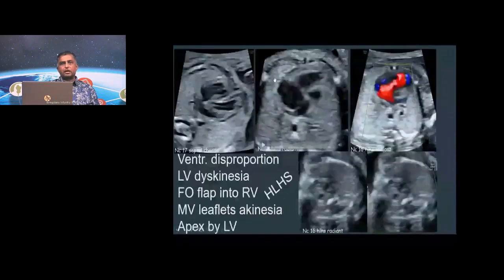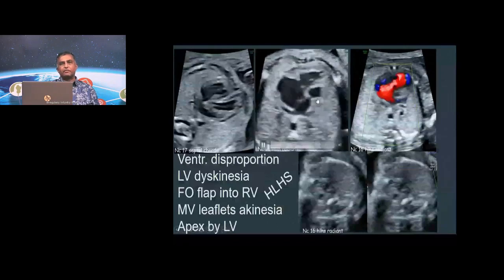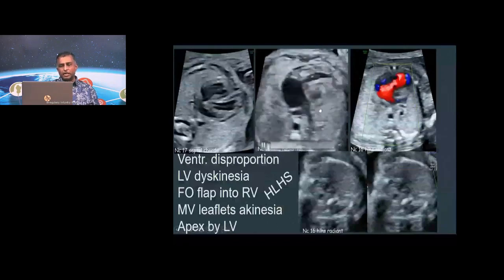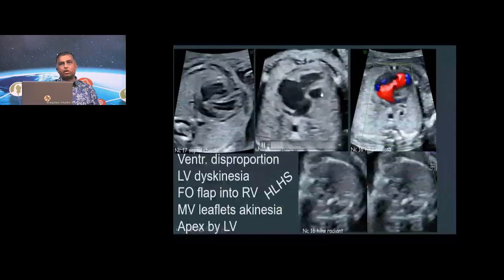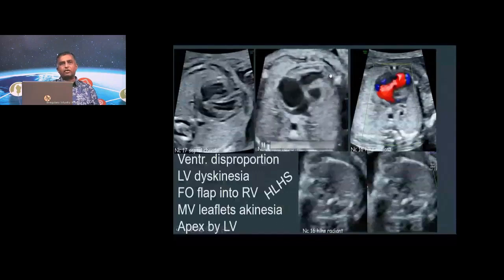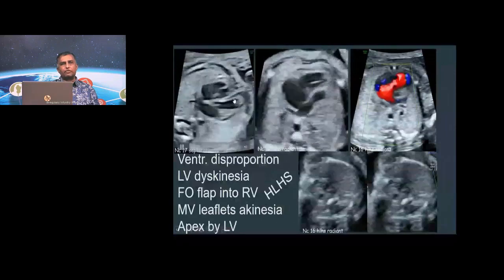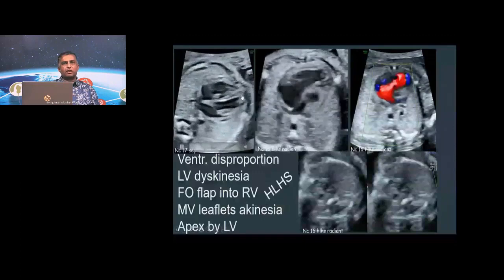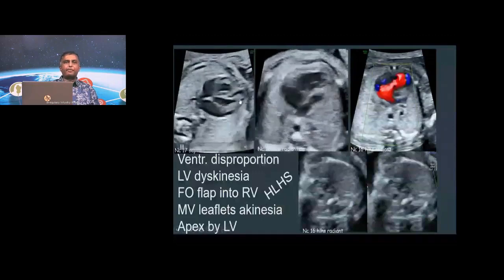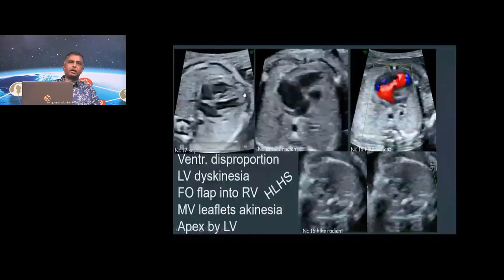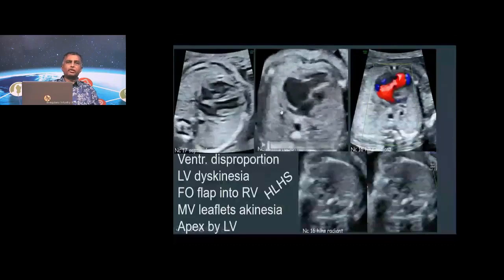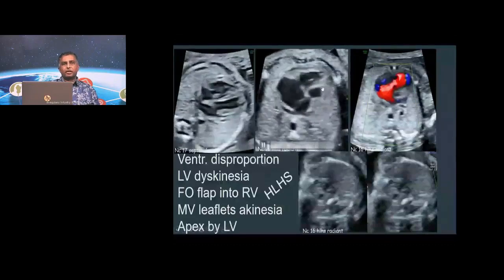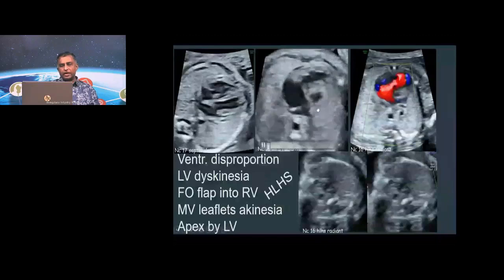Now here is a grosser case that you can see. This is classically a left chamber which is very small. Not only small in the width, it is also small in the length. Normally, if you look at the normal four-chamber view of the heart, the apex of the heart is always made up by the left ventricle. Here, within a minute, you realize that the ventricle is very small, its walls are very echogenic.